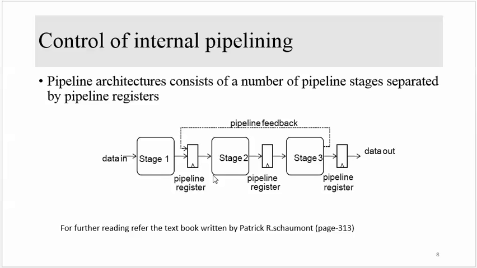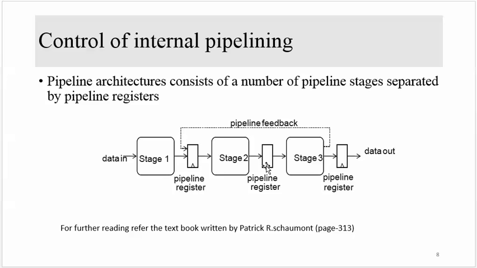Here it shows the control pipeline architecture, and it consists of a number of pipeline stages separated by pipeline registers. Here we have stage 1, stage 2, and stage 3. The latency of the pipeline is the number of clock cycles it takes for an operand to move from the input, which is the data in, of the pipeline to the output, which is the data out. And the throughput of the pipeline measures the number of results produced per clock cycle.